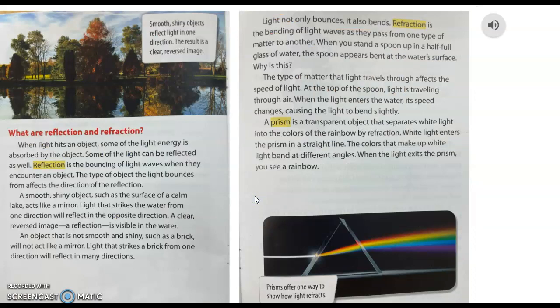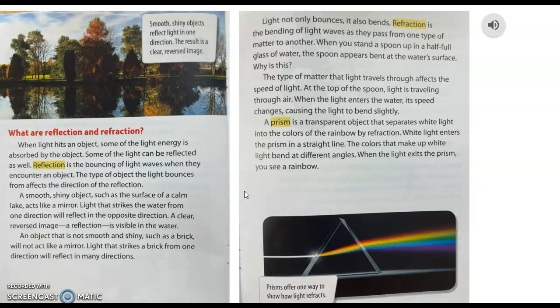What are reflection and refraction? When light hits an object, some of the light energy is absorbed by the object. Some of the light can be reflected as well. Reflection is the bouncing of light waves when they encounter an object. The type of object the light bounces from affects the direction of the reflection.